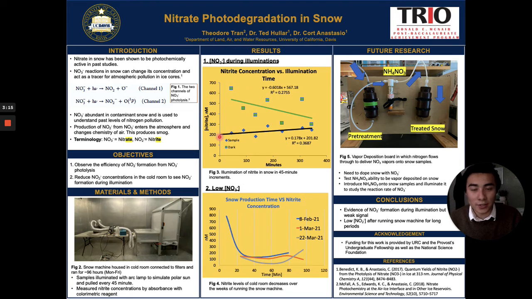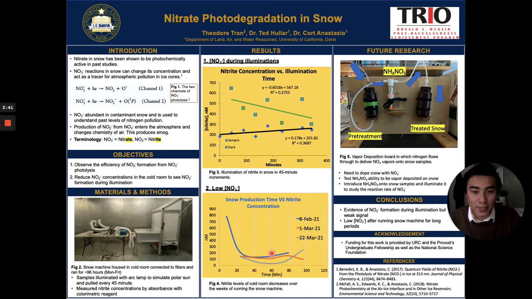Nitrite concentration during illumination had a slight increase. The black line is our sample, and the green line is our dark control. This backs up evidence that nitrate does indeed create nitrite through photolysis. We also found that if we ran the snow machine over the course of weeks, we were able to get the nitrite concentration to be lowered.